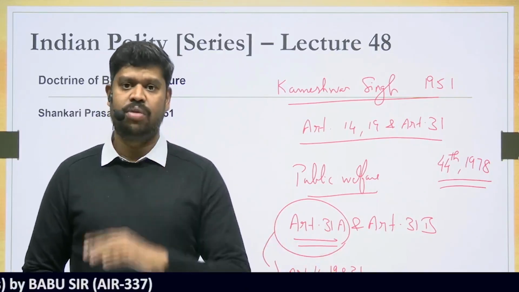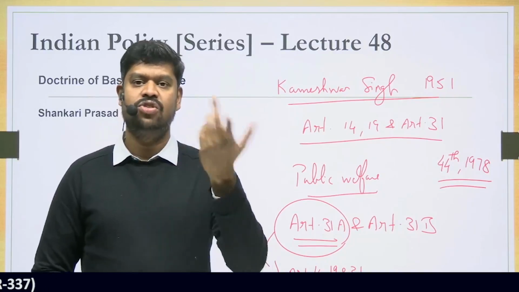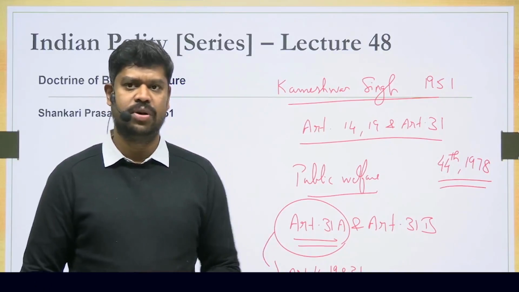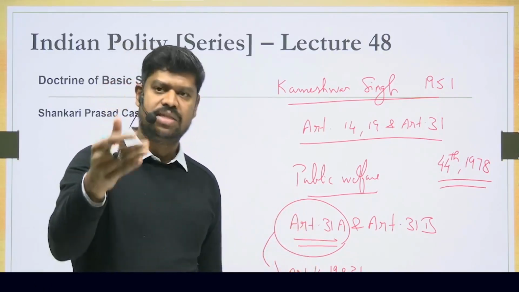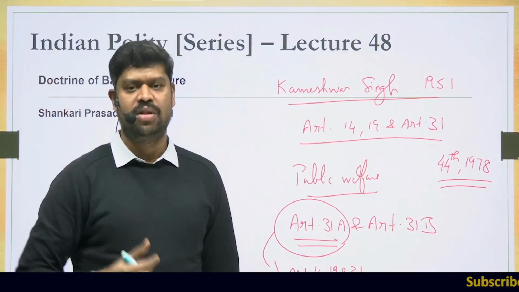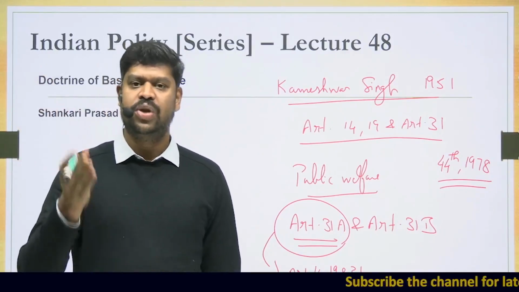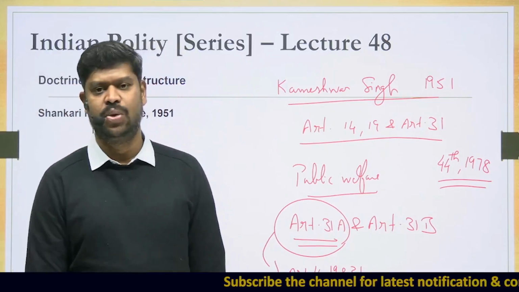But they did not stop there. They also thought the laws could be challenged on other grounds, not necessarily Article 14, 19 and Article 31, because Article 31A provides protection only against fundamental rights 14, 19 and 31. But what if it is challenged on other fundamental rights or any of the other provisions in the Constitution? So in order to prevent that, they also brought in one more article, that is Article 31B.